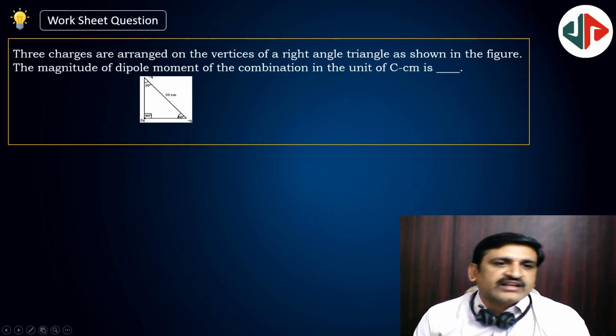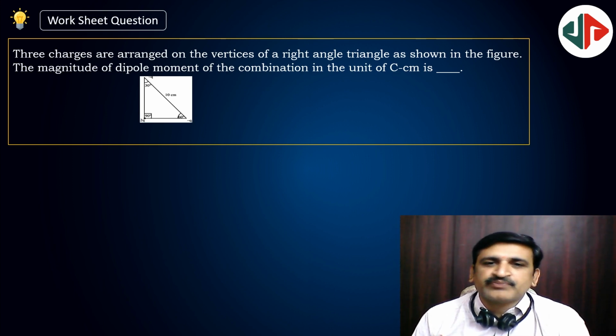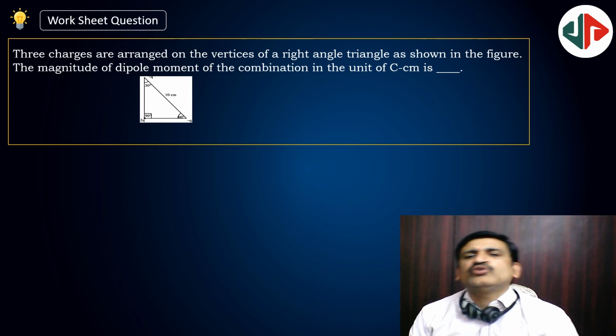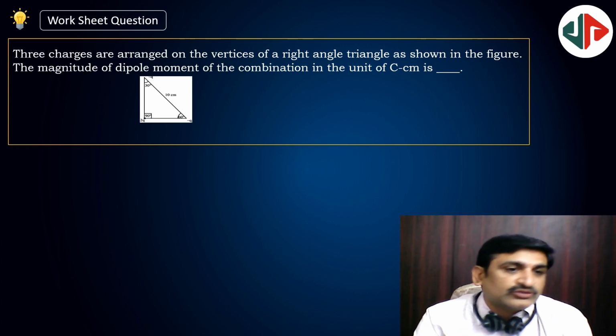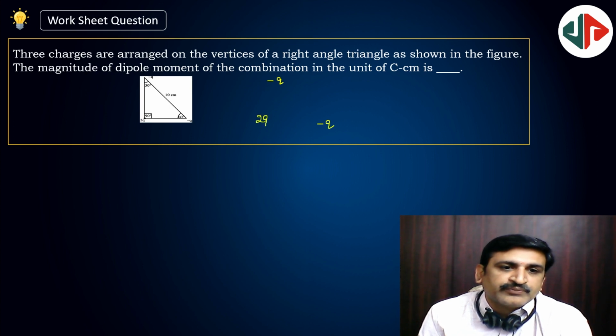Three charges are arranged on the vertices of a right angle triangle. Three charges: one is minus q, one is minus q, one is plus 2q. As shown in the figure, the magnitude of the dipole moment of the combination is to be found in the unit of coulomb centimeter. Okay, fine. Dipoles. So we can have it like this: this is minus q, this is also minus q, this is 2q.